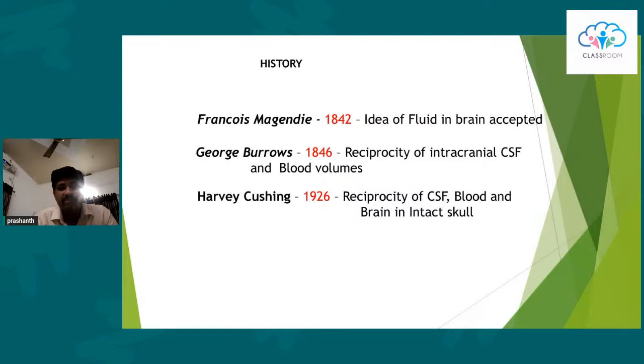Now let's look at the brief history of ICP monitoring. In 1842, Francois Magendie brought in the idea of fluid within the brain. And George Burrows in 1846 postulated that there is a reciprocity of intracranial CSF and blood volumes. Harvey Cushing in 1926 said that this reciprocity of CSF, blood, and of course another component called brain is there in the intact skull.